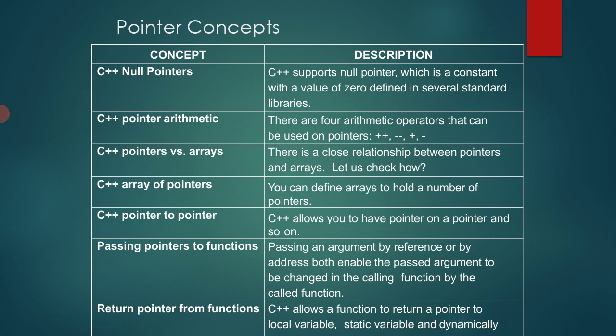Next is returning a pointer from a function. We have already studied that we can also return the value in the form of pointers in the case of functions, because in functions we make use of the return statement to return the value. So C++ allows a function to return a pointer to a local variable, static variable, and dynamic variable.